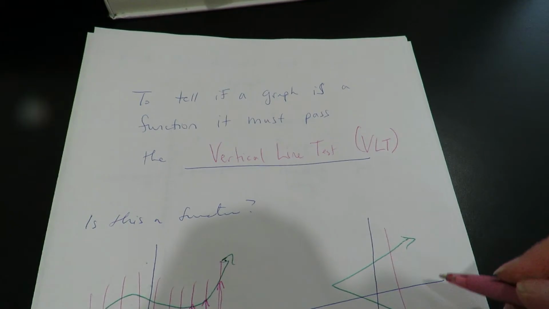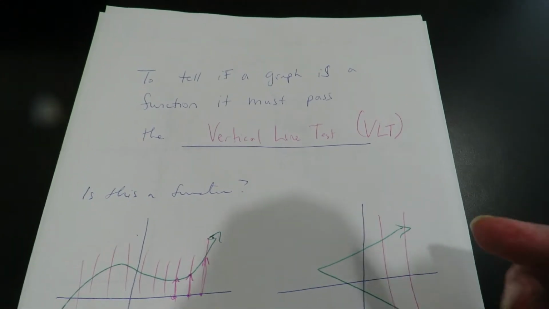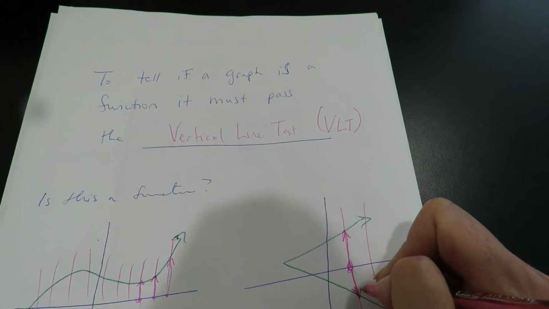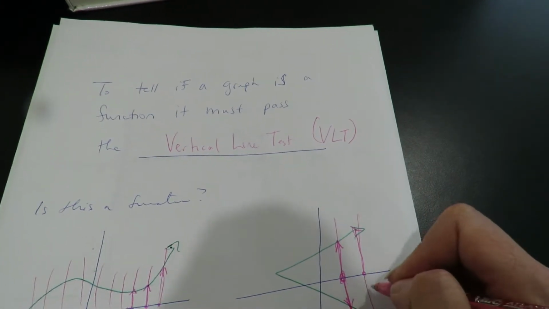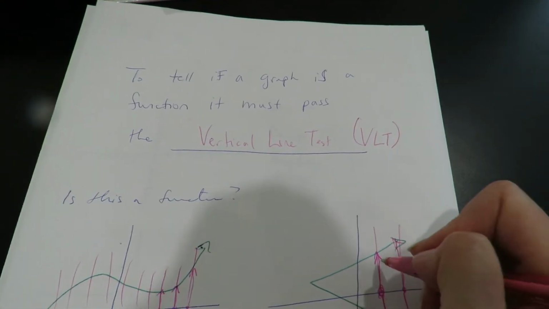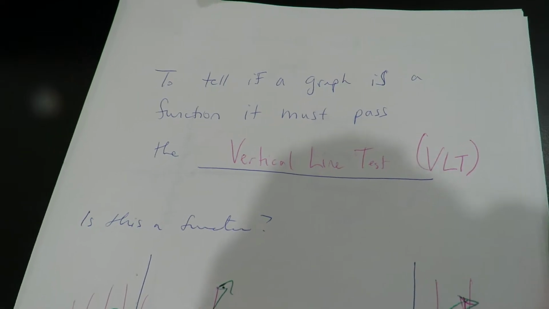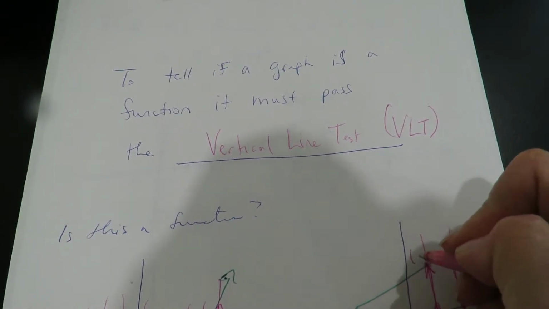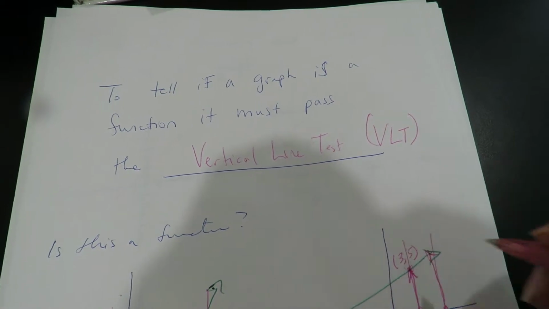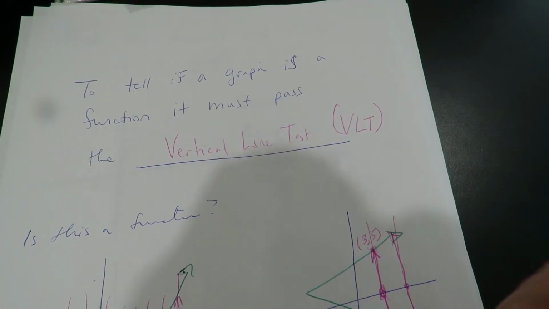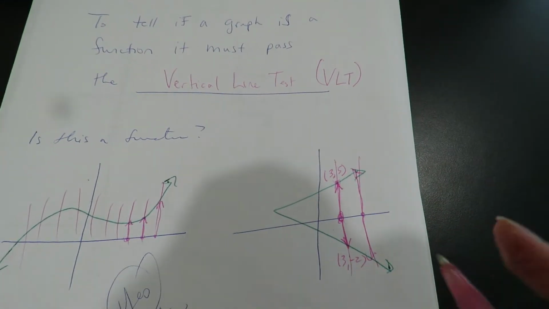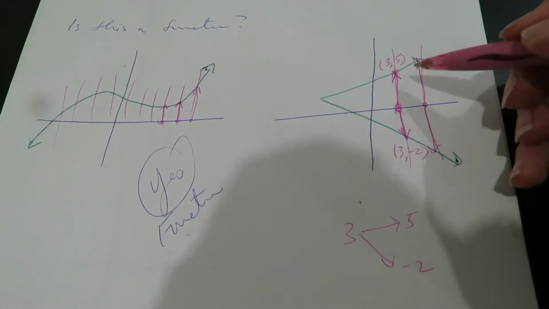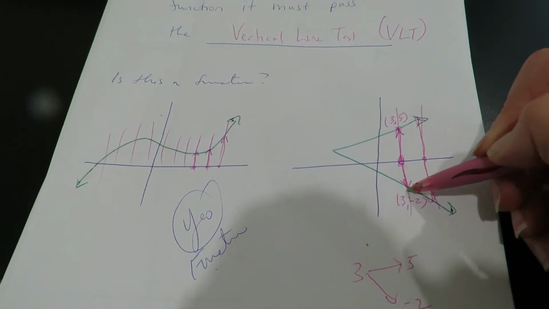Right, this guy's a function because as I draw these vertical lines, it only touches once. But now what happens when I do this one? Right, this is touching more than once, right? For one x value, it's going to two different y's. If I just make up a point, this could be the point (3, 5), and this could be the point (3, -2). This is just random. So 3 is going to a height of 5 and 3 is going to a height of -2.